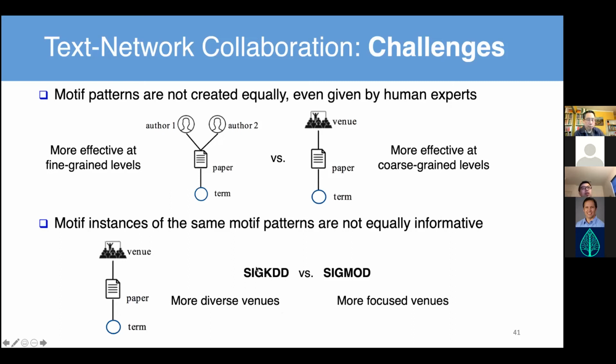And motif instances, even following the same motif pattern, will not be equally informative. If we think about SIGKDD and SIGMOD, the database venue is more focused. The data mining one is more broad. There are even some NLP papers there. So it will not be equal in terms of the information these patterns carry.